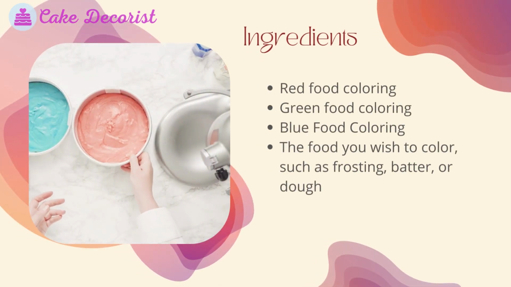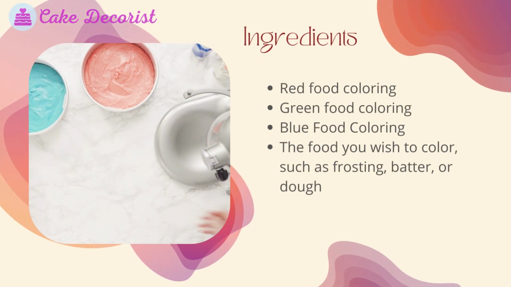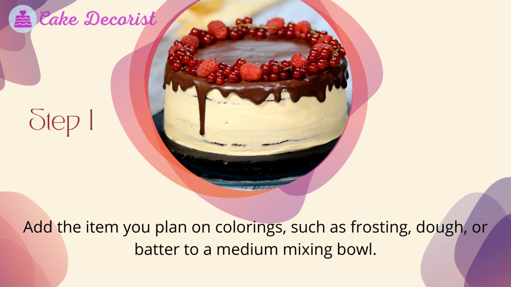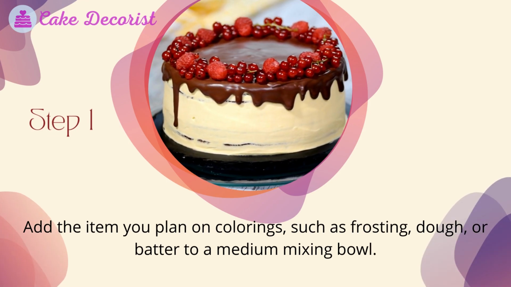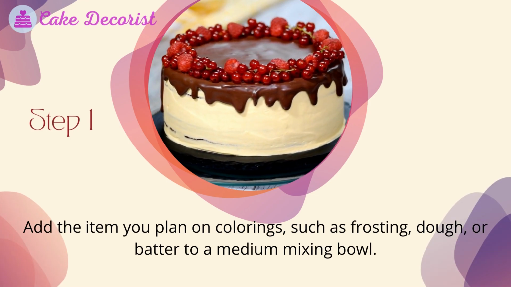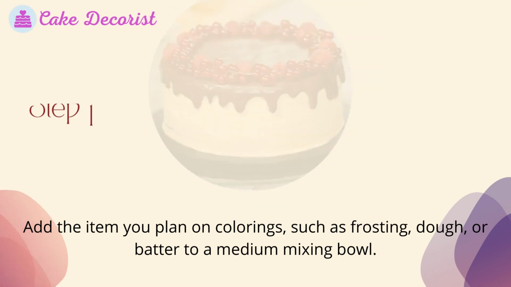Ingredients. Red food coloring. Green food coloring. Blue food coloring. The food you wish to color, such as frosting, batter, or dough. Step by step. Step 1. Add the item you plan on coloring, such as frosting, dough, or batter to a medium mixing bowl.